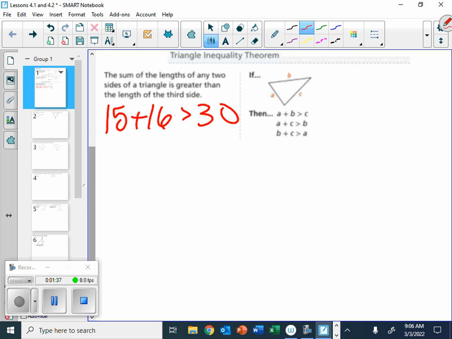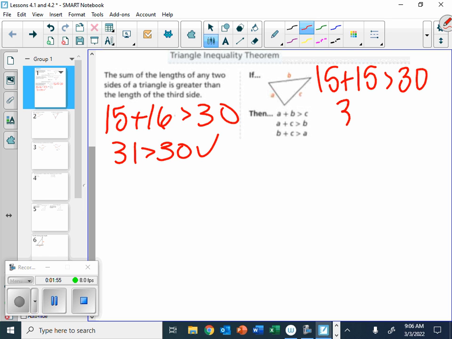So what's 15 plus 16 real fast? 31. Is 31 greater than 30? Yes. So that would be a triangle. It must be greater than, though. So for example, what's 15 plus 15? 30. Is 30 greater than 30? No. Okay, so that does not work. It has to be more than that largest side. That's all triangle inequality theorem says. If I take my two shorter sides and add them together, that sum needs to be greater than that largest side.